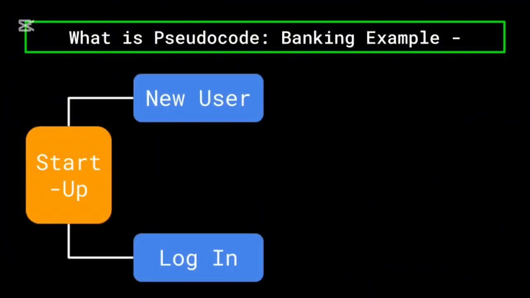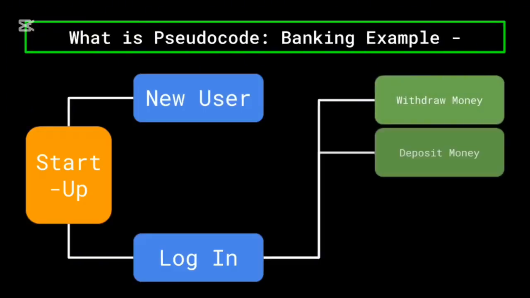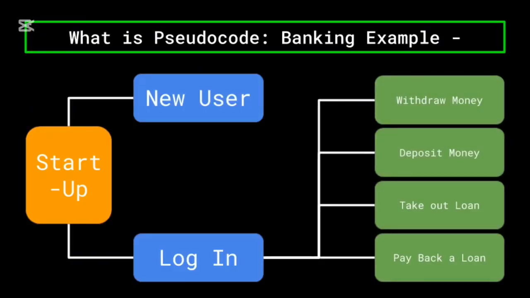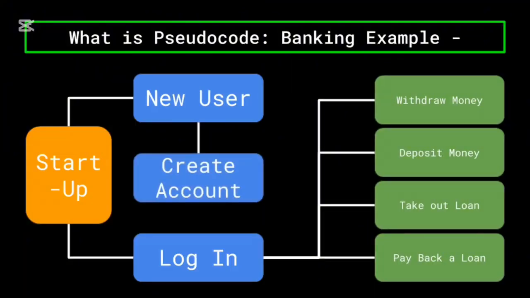From there, if they log into their account, then you want them to have the functionality to withdraw money, deposit money, take out a loan, or pay back a loan. If they decide to set up a new account, you want them to be able to create an account, store their information in a database, and then access all of the features that a returning member would have.